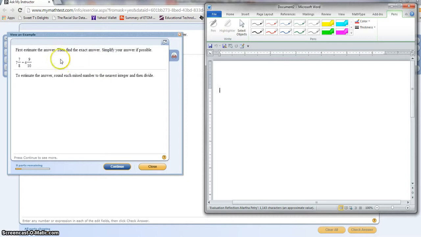But what I did was I went to view an example so that I could give you an example of the question that you sent me. So let's take a look here. It says, first estimate the answer, then find the exact answer. Simplify your answer if possible.